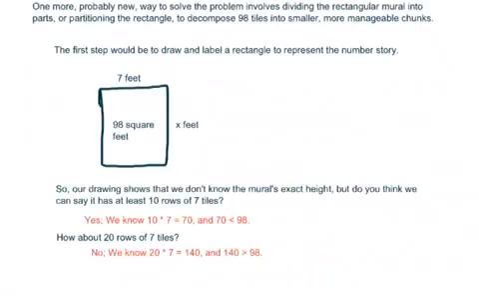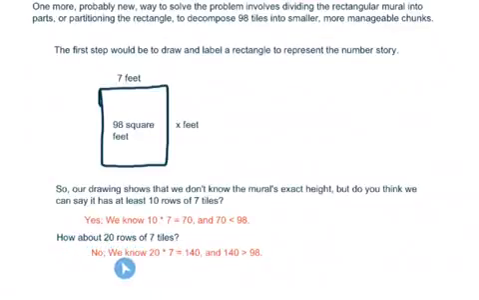Our drawing shows that we don't know the mural's exact height, right? But do we know it's at least going to be 10 rows of 7 tiles? Well, we should, because we're trying to get to 98, and we know that 10 times 7 is 70, and 70 is less than 98. So I know it's going to be at least 10. Could I know it would be about 20 rows of 7 tiles?